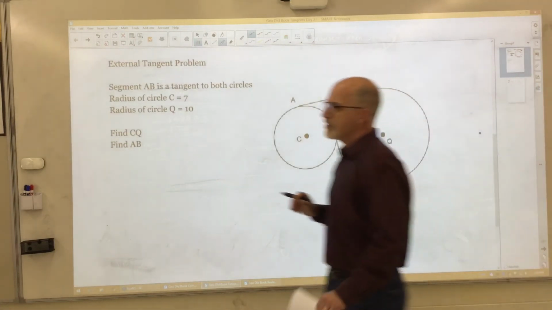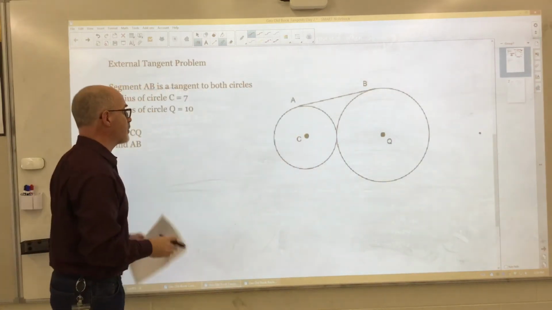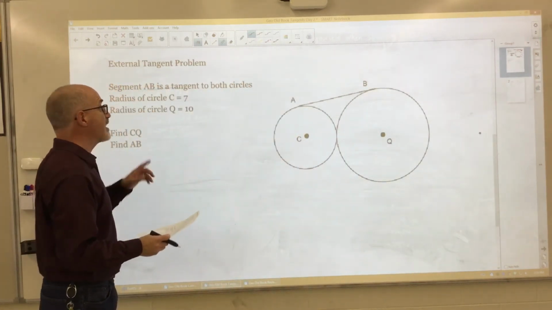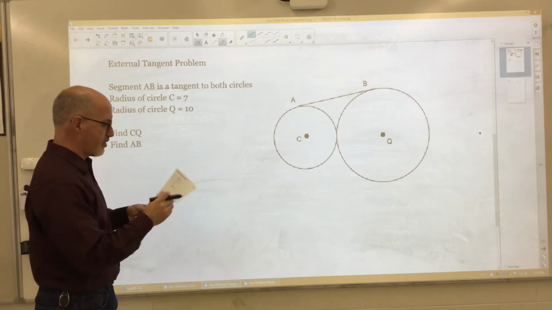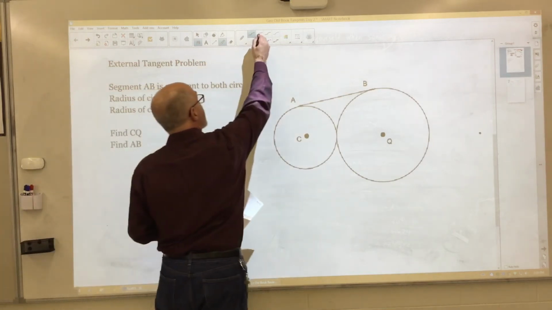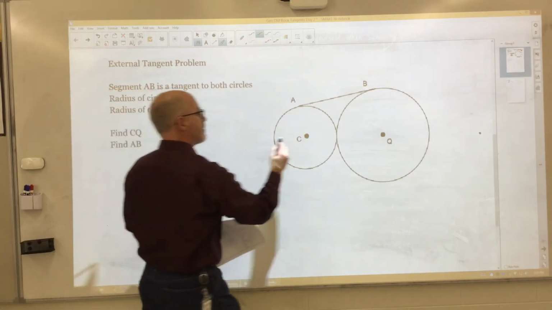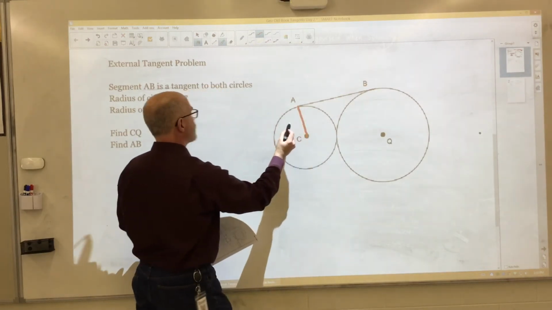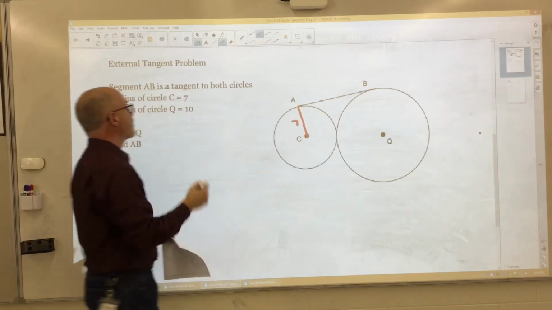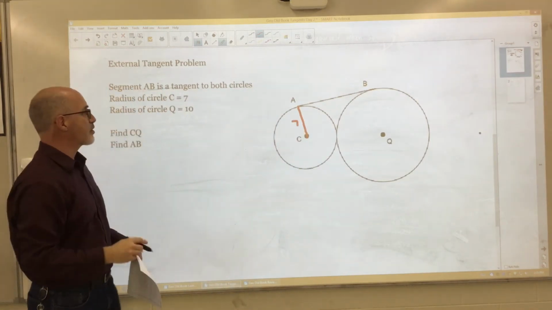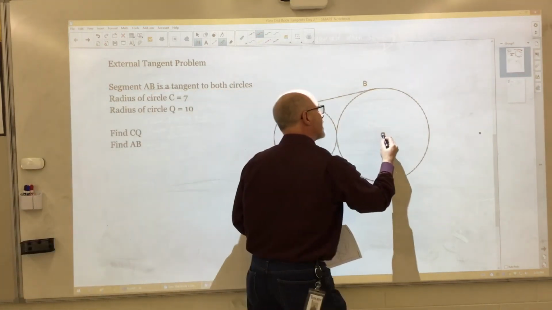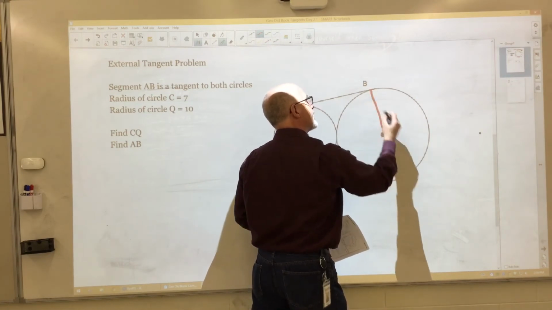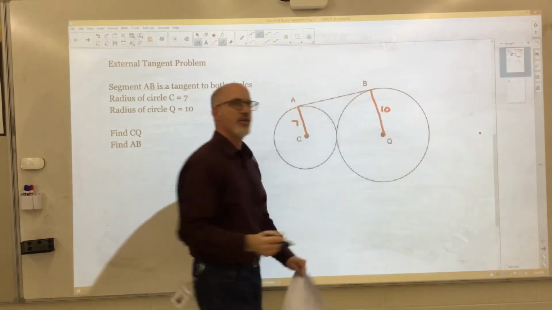This external tangent problem has certain techniques. What it tells us is it gives us what these radii are. So let's go ahead and draw those in. The radius of circle C, I'm going to just draw from here to here, and that's equal to 7 units. Also, they give me the radius of circle Q as 10. So that's 10 units.